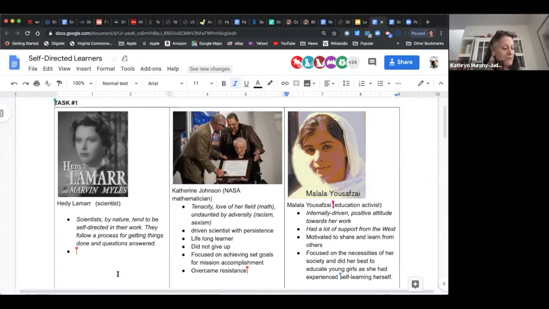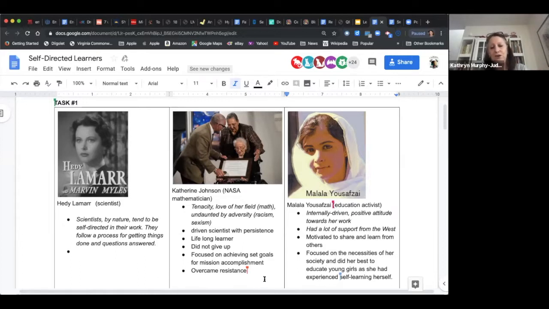So under Hedy Lamarr, which I was always really interested to find out that she was an amazing scientist because, of course, Hollywood just cast her as one of the dazzling women of Hollywood. But under here, why she would be a self-directed learner, it's very true scientists by nature are self-directed. They follow a process for getting things done and answering questions. So process is a really important part of it. But also scientists are framed by their discipline to think in certain ways and to be able to ask questions based on what they're looking at. In fact, that's one of the parameters of being a scientist, to look at the world and then start asking questions about why it is the way it is.